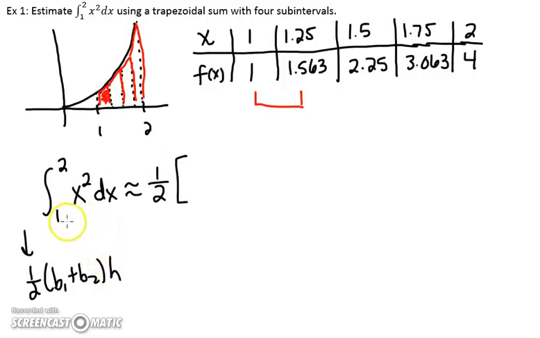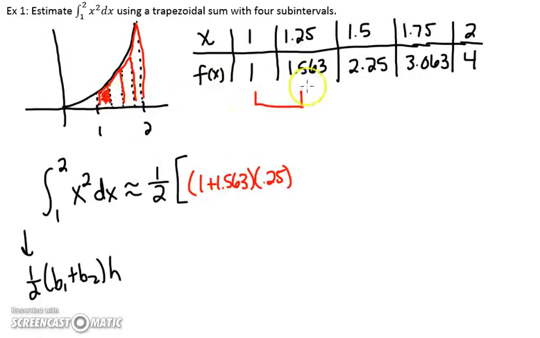So if we think about it now, for this first trapezoid, the bases, remember with a trapezoid, the bases are the vertical ones, or the y values. So here are the bases. We want to say the sum of the bases, so 1 plus 1.563, times the height. Remember now the height is going to be the change in the x values. So going from 1 to 1.25 is going to have a height of 0.25.